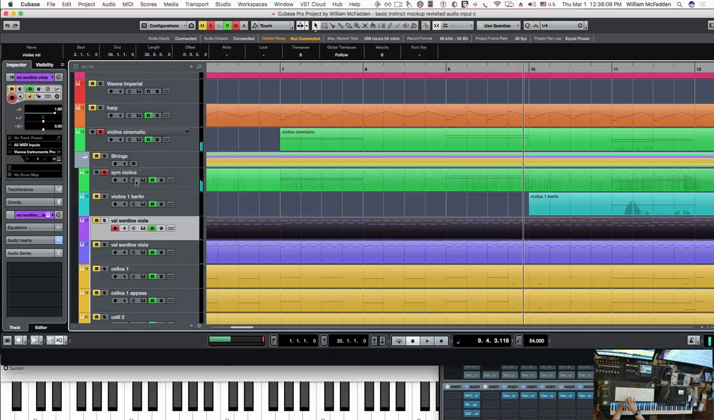So we see these are actually Symphobia violins here, and these are cinematic violins here. And they're both coming in and answering the clarinets. So let's go ahead and take a look at the next four measures.